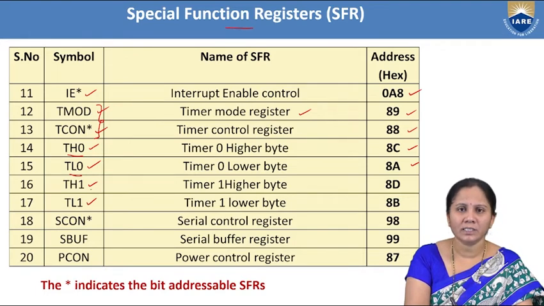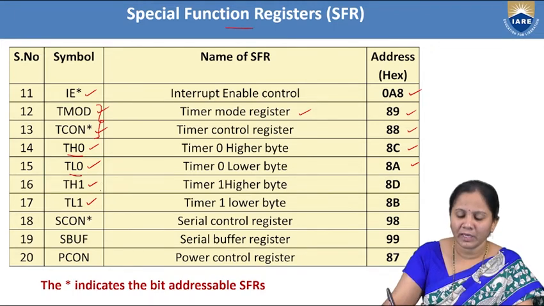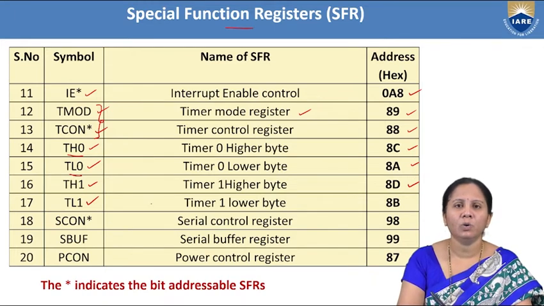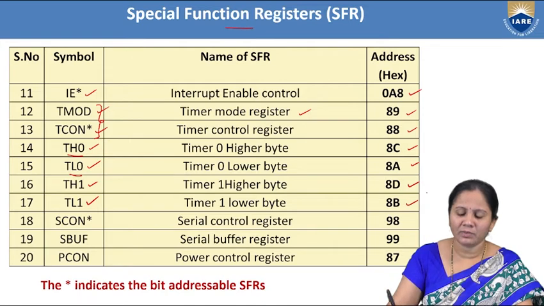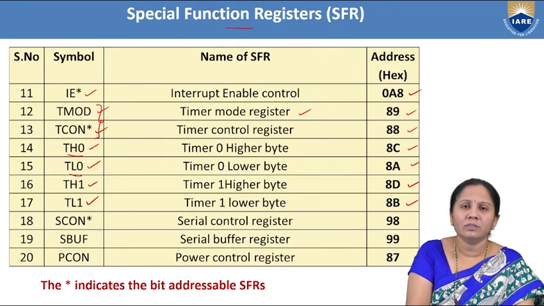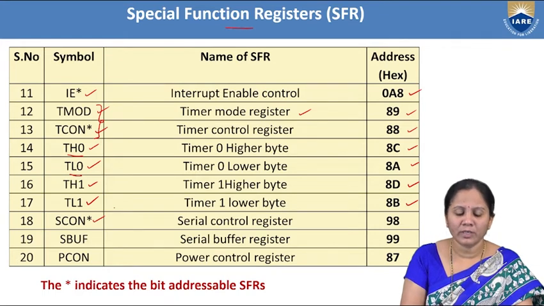TH1 is a register which holds the timer 1 higher order 8 bits. Its fixed address is 8D, whereas TL1 holds the lower order 8 bits of timer 1 and its fixed address is 8B. And the next two registers are related to serial communication, that is SCON. Here SCON represents the serial control register. Its fixed address is 98H.